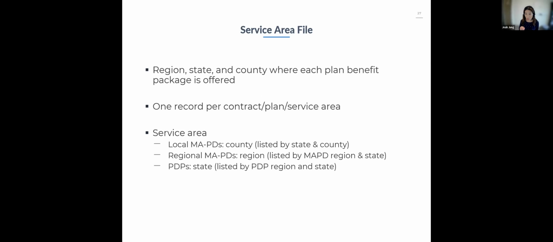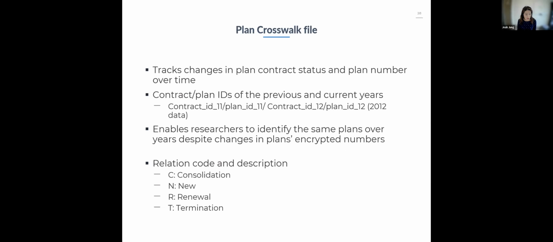So you can identify how many plans are operating in each county, state, or region. That's how Kaiser Family Foundation or MedPAC or some other agencies provide tables, creating the tables based on this information. Finally, okay, this plan crosswalk file.